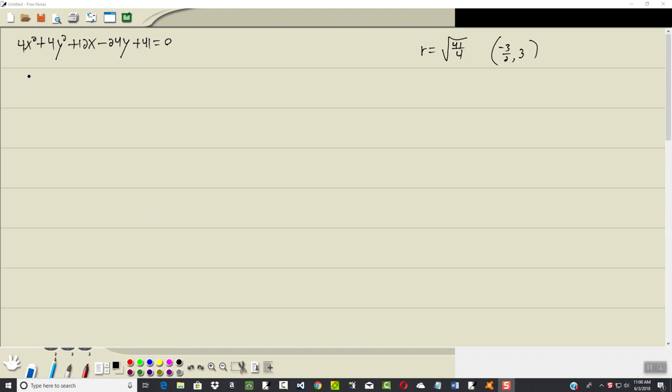Well, let's use completing the square to put this in the right form, because our standard form says we're going to have (x − h)² + (y − k)² = r². So that's our goal. Step one, and this applies specifically to circles, is to divide by whatever number is in front of your x squared. The number in front of our x squared is 4, so we're going to divide everything by 4.